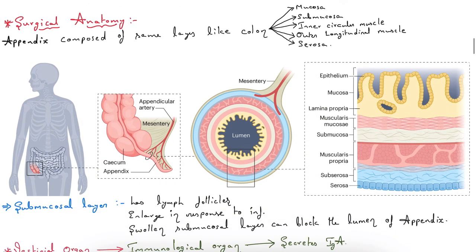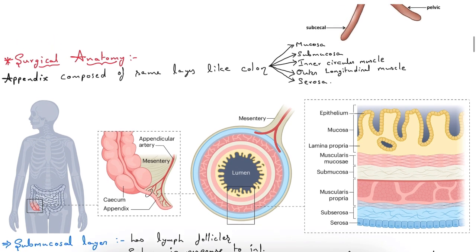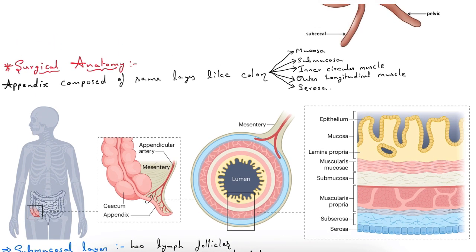Okay, now surgical anatomy. Because I am in the general surgery department right now, that's why I am mostly focusing on surgical anatomy. So this is the appendix. The appendix has layers like the colon, like you can see here, the mucosa. If we zoom in on this part, you can see the cecum and appendix, mesentery and appendicular artery.